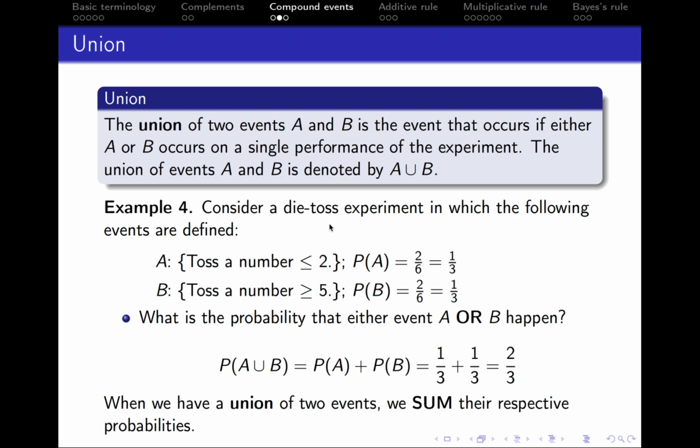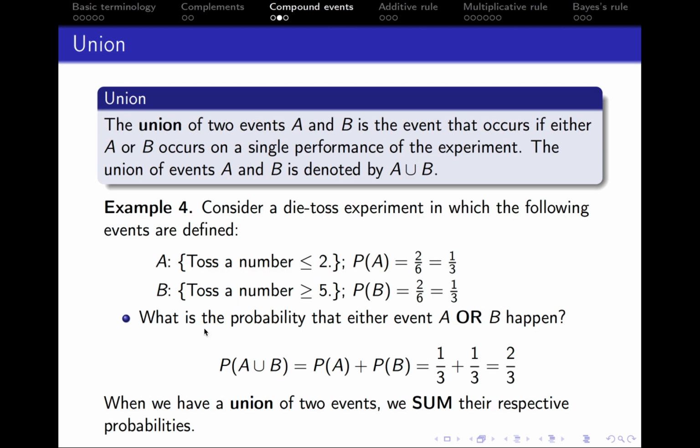So once again, let's consider a die-toss experiment in which the following events are defined. Event A is that we toss a number that is lower or equal to 2. So we either get 1 or 2. And the probability of this event is 2 over 6, or if we simplify it, we get 1 over 3. And event B is that we toss a number that is higher or equal to 5. So we either get 5 or 6. And the probability of this event will be 2 over 6, or if we simplify it, we get 1 over 3.